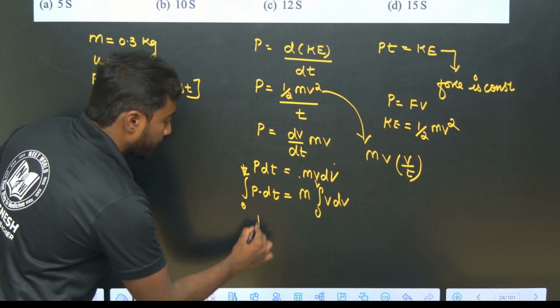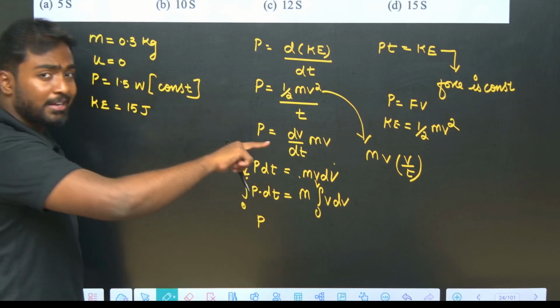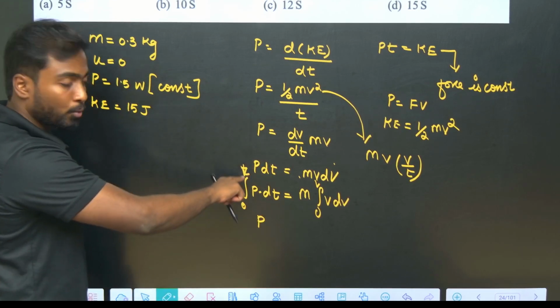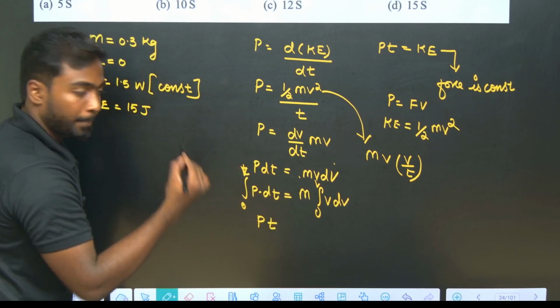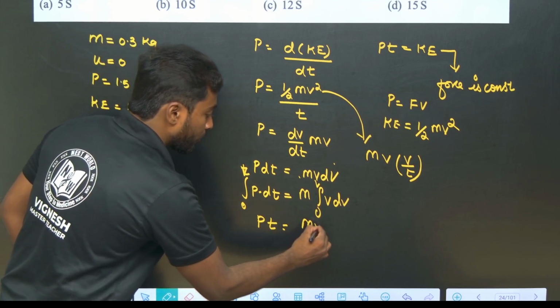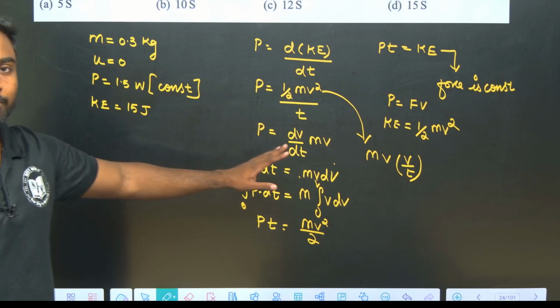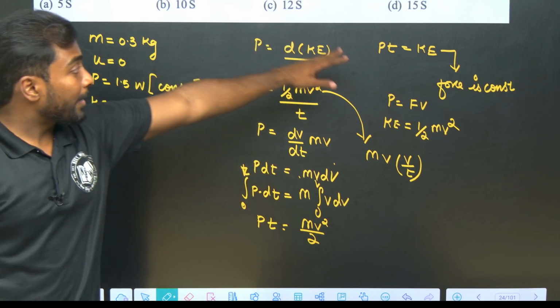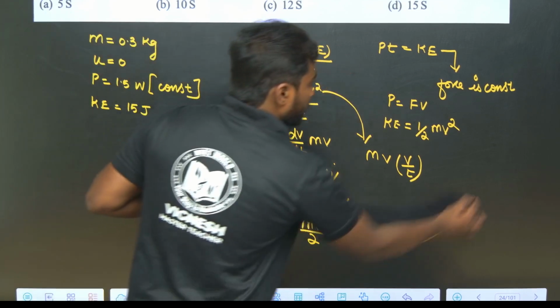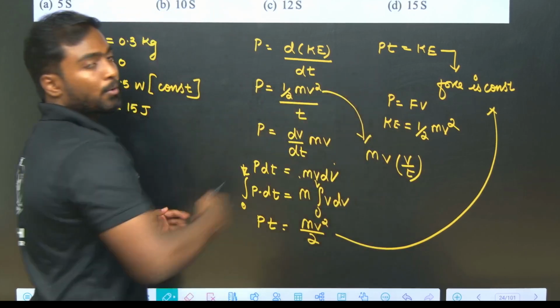So it is P dt, with respect to 0 to t integral. So into t I will get is equal to m into v square by 2. That's it. So kinetic energy we got now. Now we got the same thing, so now I can equate it. Now I can say Pt is equal to kinetic energy.